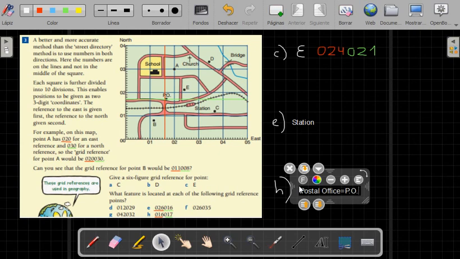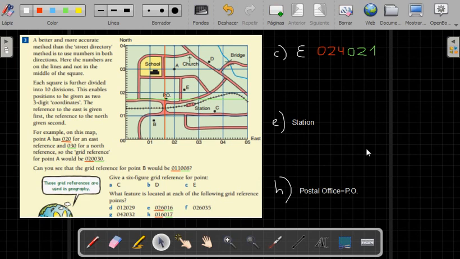And that's it. We try to do the others. It's quite easy. There are no calculations to be done here. No hay que hacer ningún cálculo. Just know that the first three digits are for the east reference and the last 3 digits for the north reference. And that would be all.